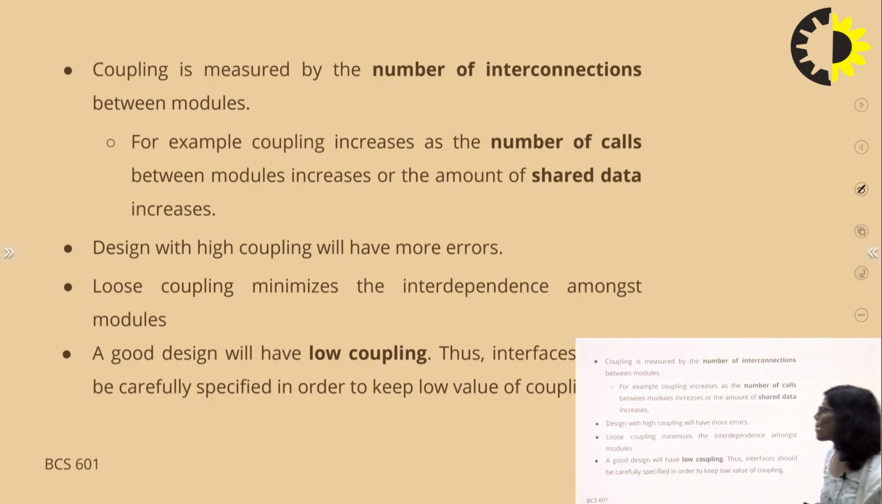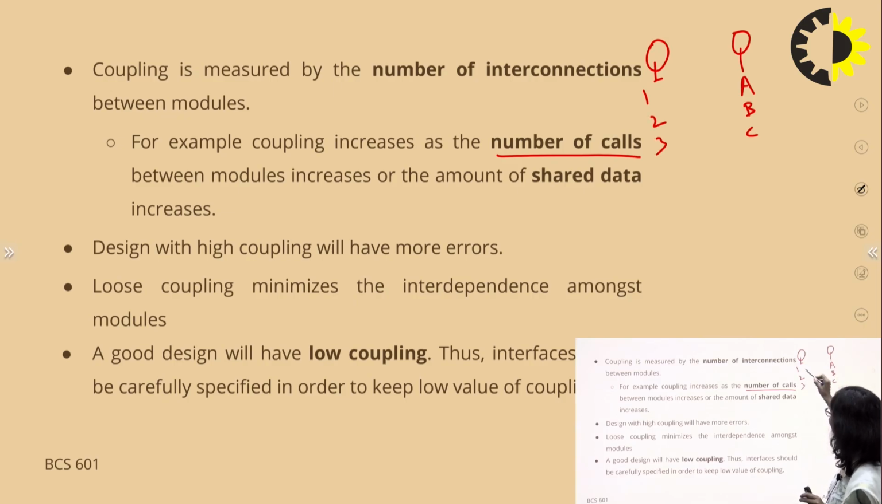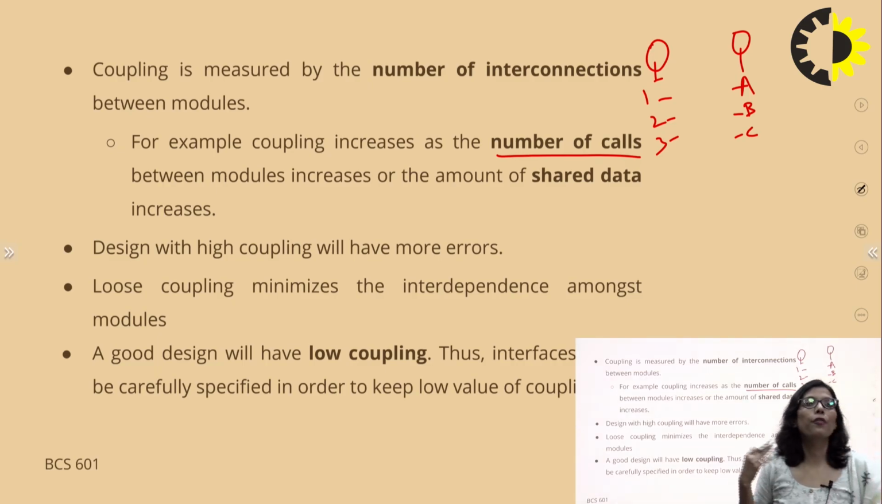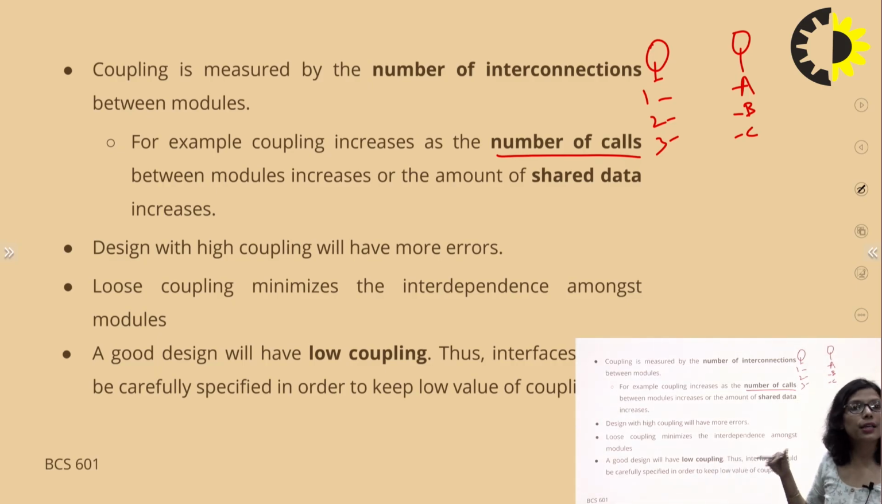Now, coupling is measured by the number of interconnections between the modules, how the modules are interacting with each other. Coupling increases as the number of calls between modules increases or the amount of shared data increases. So if I have two modules, and in one I have functions A, B, C, and in the other also three functions, and every one of these functions is calling all three functions of the other module, the number of calls to the other module's functions has increased. So it means the coupling has increased.